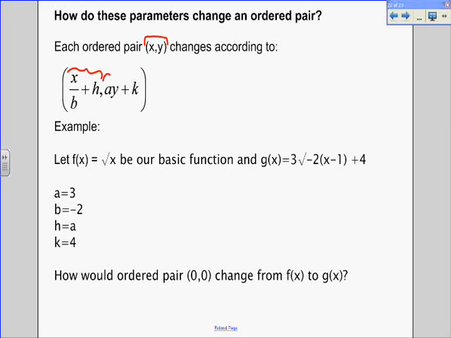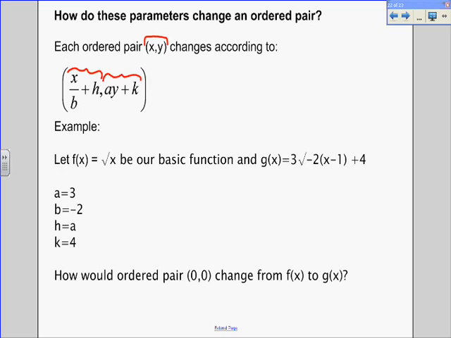What happens to our y value in our original ordered pair? It gets multiplied by a plus k. And that makes sense with what we know about our parameters. So a and b are both multiplicative, so you're multiplying or dividing. h and k are both additive. Okay, so they're being added or subtracted from our function. So let's take a look at an example.